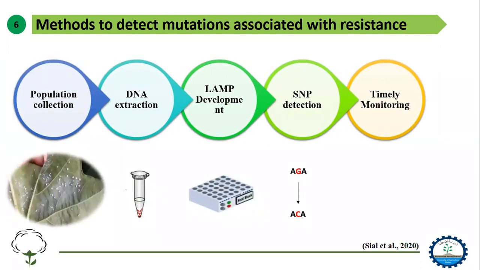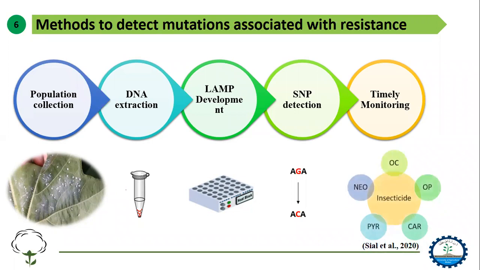Here's the methodology. A population is collected, and then the DNA of a single individual or more than one individual will be extracted. After the extraction, the gene will be amplified at a single temperature, between 60 to 65 degrees Celsius. Then we will be able to detect the SNP, that is, single nucleotide polymorphism. We could see which amino acid was being produced before and what is the phenomenon right now, which is responsible for the resistance development.